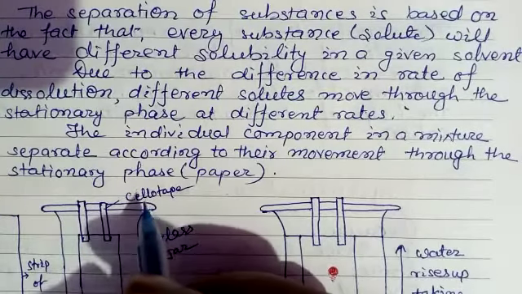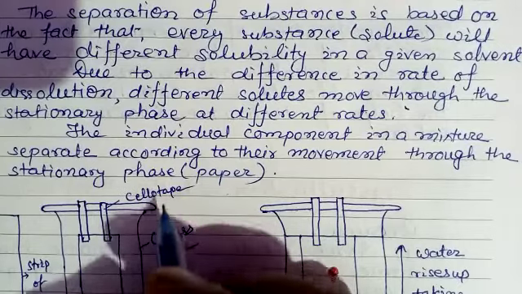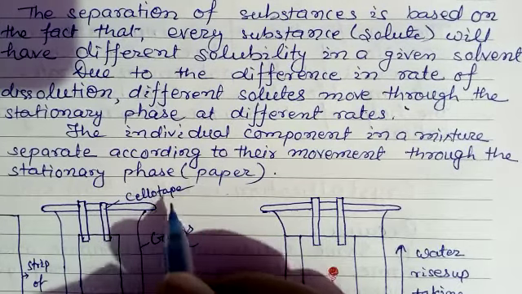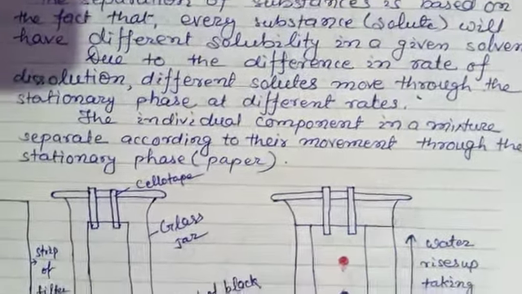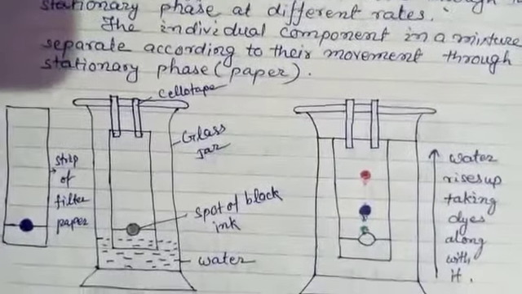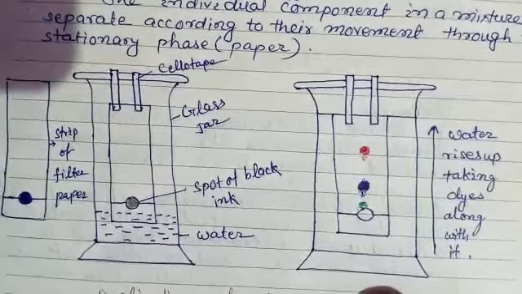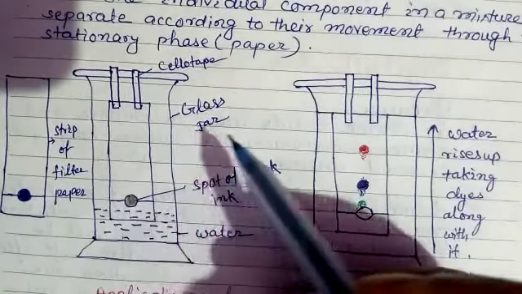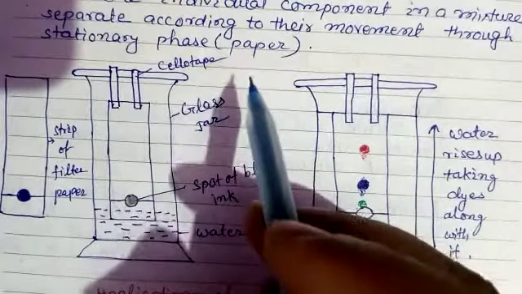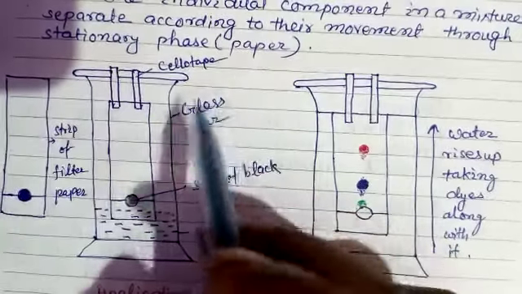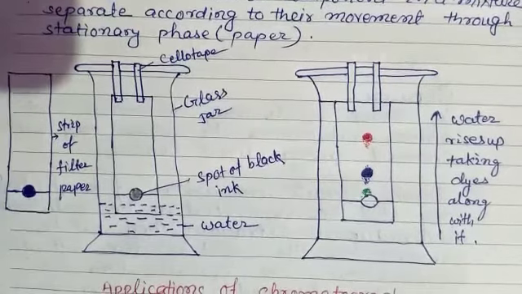So this will become very clear when we discuss how to separate the dyes present in black ink. In this experiment, we'll discuss that different colored dyes present in black ink can be separated by performing a paper chromatography experiment.